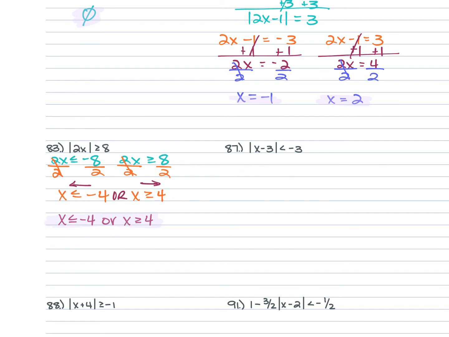Next, we're going to look at 87. We have the absolute value of x minus 3 is less than negative 3. Why? You cannot take the absolute value of anything and get a negative number that is less than a negative number. So this is an empty set.